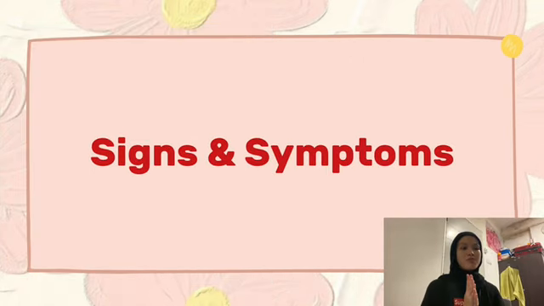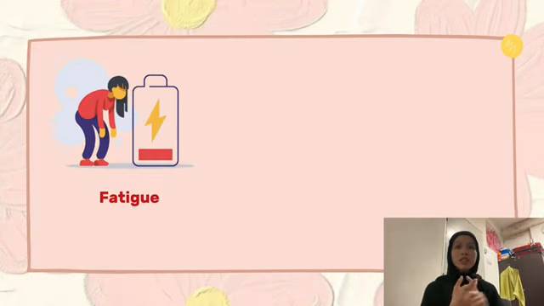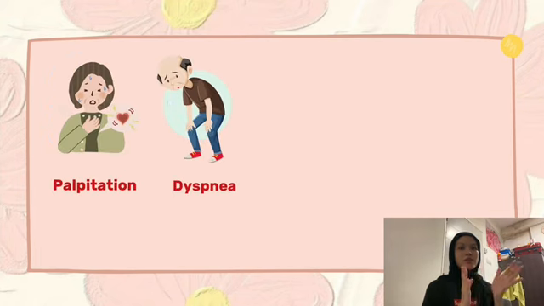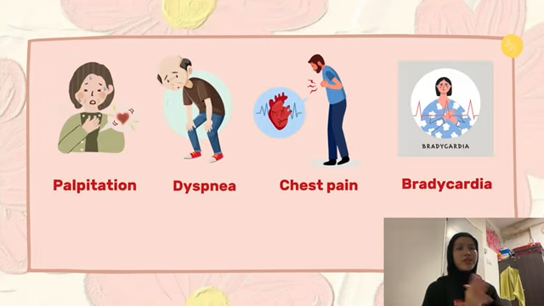The signs and symptoms of AV node dysfunction include fatigue, dizziness or lightheadedness, syncope, palpitation, shortness of breath, chest pain, and also bradycardia, which is the most common sign and symptom of AV node dysfunction.